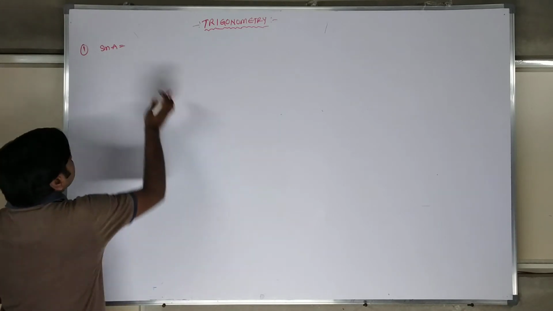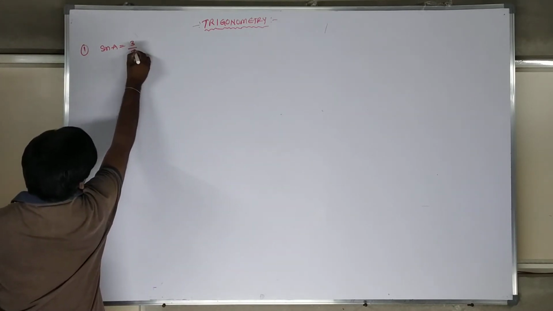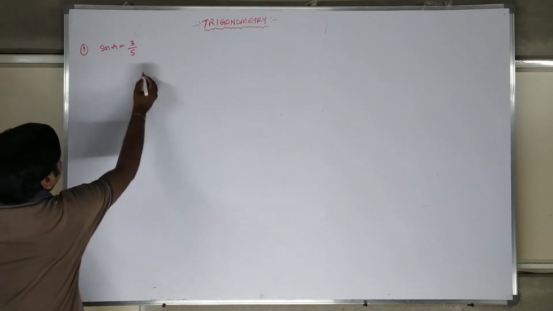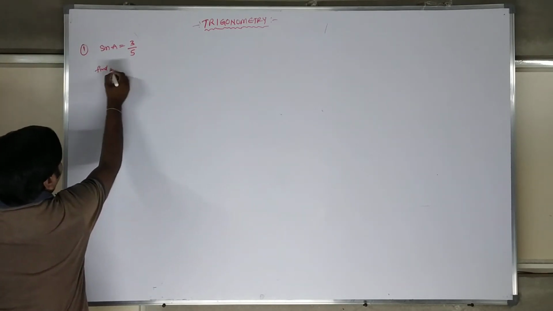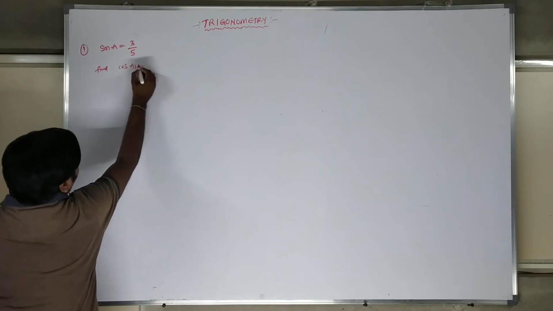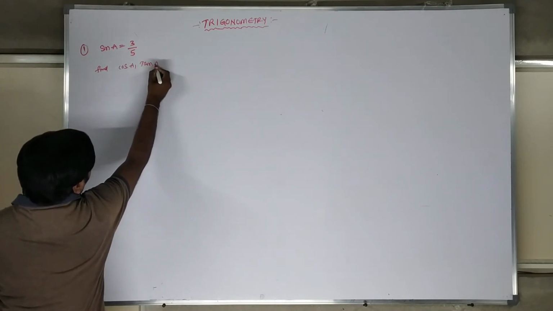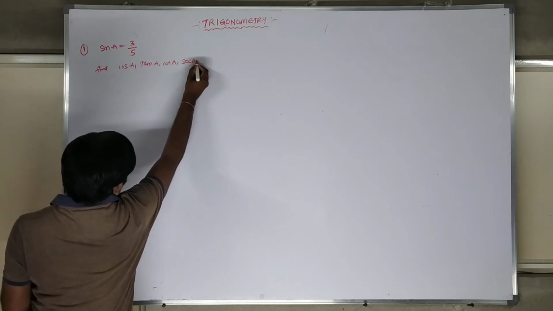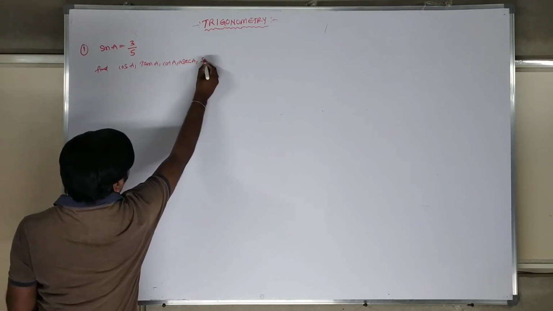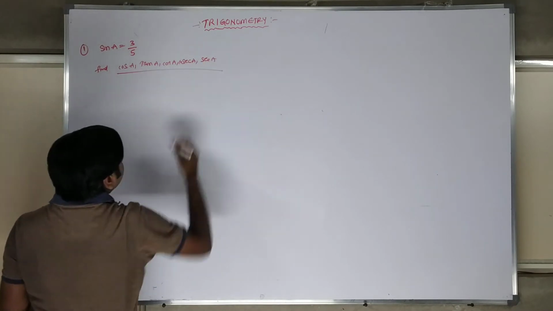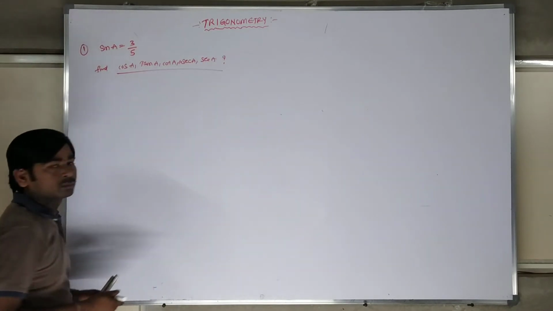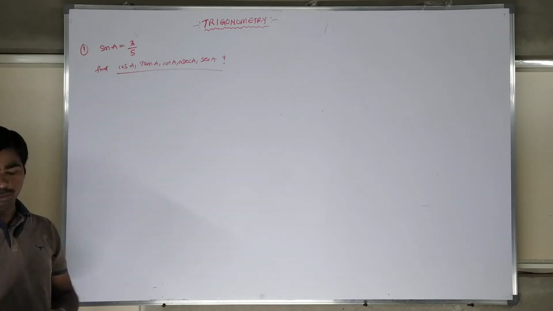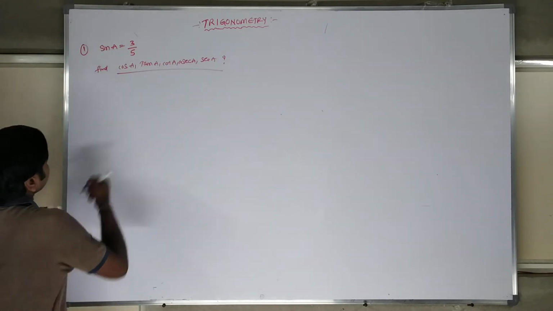Sin theta is equal to 3 by 5. Sin A is equal to 3 by 5. Find cos A, tan A, cot A, cosecant A, secant A. This is the question they are asking. Find these things. If they mention one ratio, how do we find the others? Let us make it simple, you can do it.